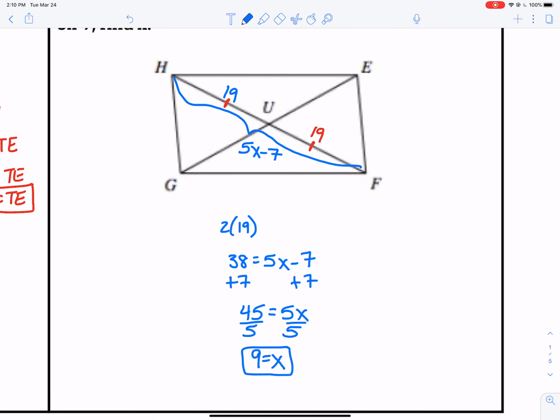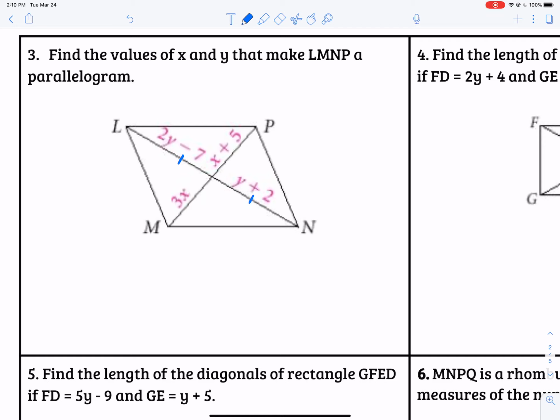Number 3 says find the values of x and y that make LMNP a parallelogram. So the property that they have focused on in this problem is, again, that the diagonals of a parallelogram bisect one another. So we can set up that these parts are equal and solve for x and y. So we can say 2y minus 7 is equal to y plus 2. And we can say 3x is equal to x plus 5. So then we can solve and see what we get for x and y.